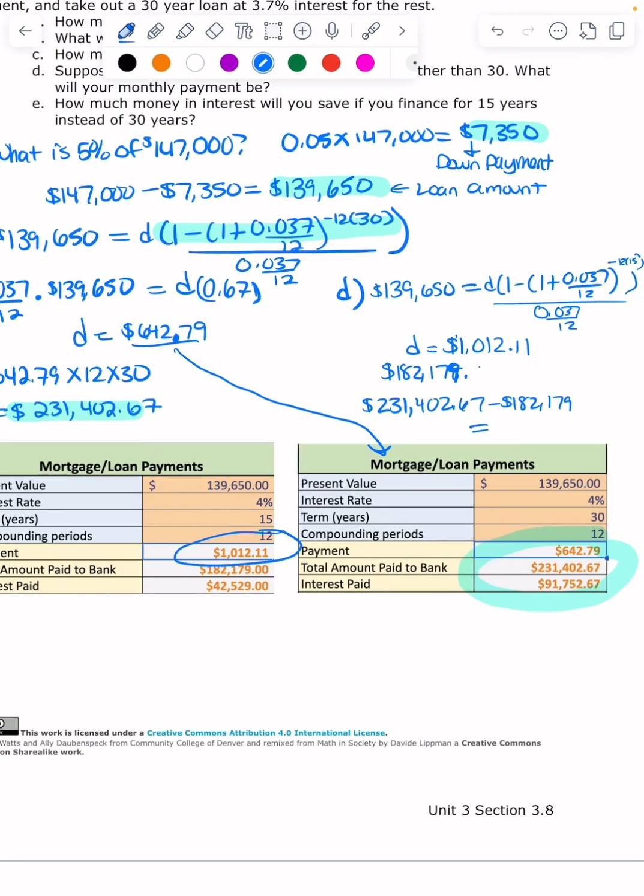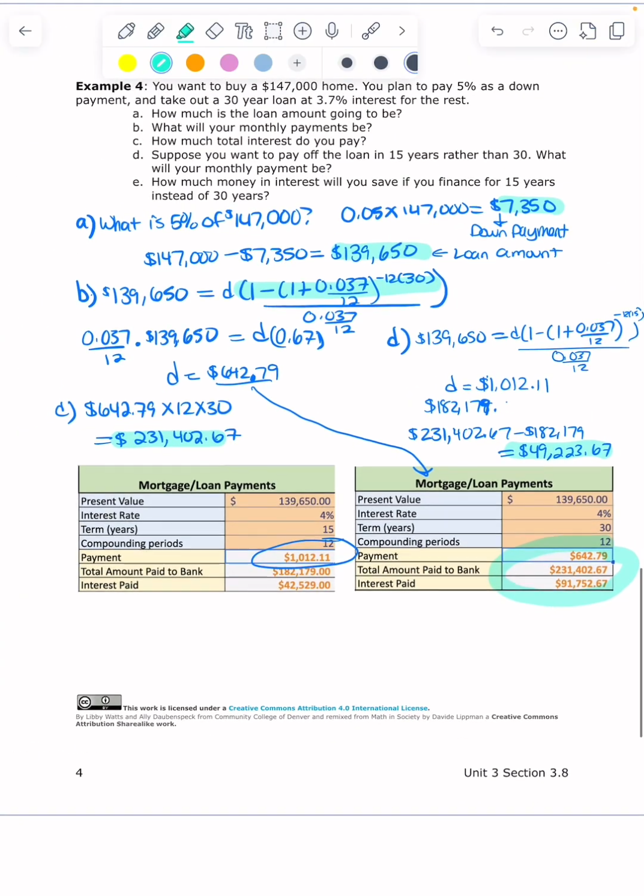That's going to come out to be, well, let me calculate that. 231,402.67 minus 182,179. That's a savings of $49,223.67. Which means if you can pay a loan off quicker than you're supposed to, you're going to save a lot of money. All right, sorry this got so long.